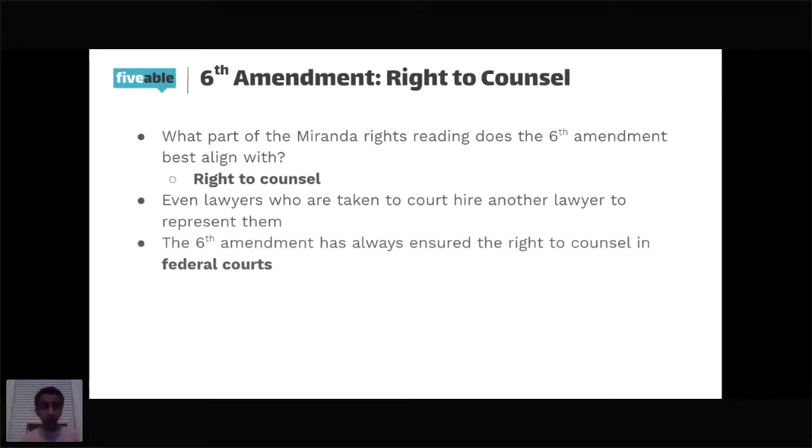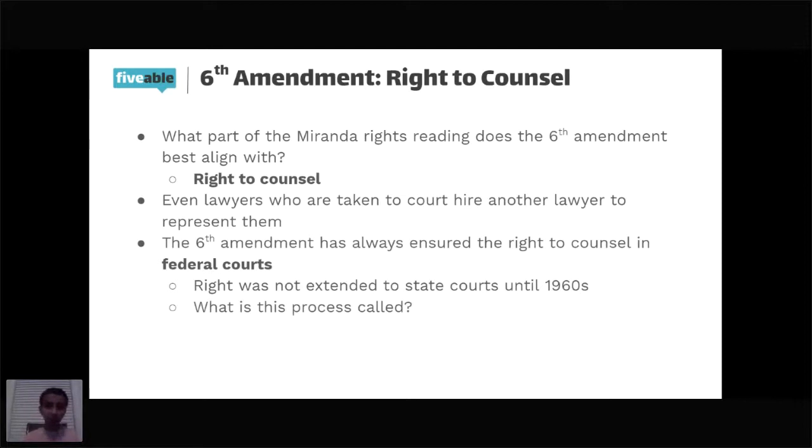The Sixth Amendment has always ensured the right to counsel in federal courts. However, it wasn't extended to the state courts until the 60s. So again, this deals with the concept of selective incorporation.